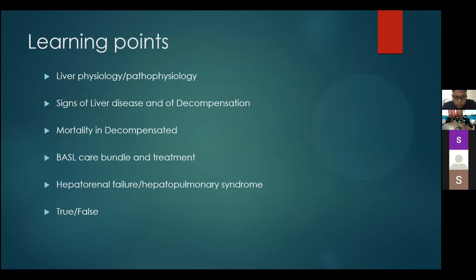So what we're going to cover in this topic today is a little bit about liver physiology and pathophysiology, some of the signs of liver disease and what we mean by the term decompensated cirrhosis. I'm going to talk about what the mortality is in decompensated cirrhosis and why. I'm going to talk about the treatments and the bundles that we use, talk a little bit about hepatorenal and hepatopulmonary syndrome, and then if we've got time at the end, there's a little true-false quiz to take part with as well.